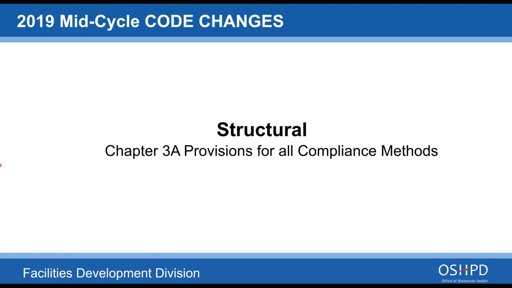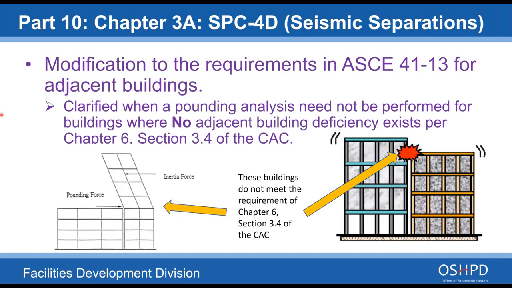So now we're going to switch over to Roy to go over the structural components of this. Okay, thank you, Richard. I am Roy Lobo. I'm the principal structural engineer with OSHPD. Right now, we're going to be talking about the code changes to Part 10. Basically we made only one structural change, and that's to chapter 3A, and that is related to building separations.